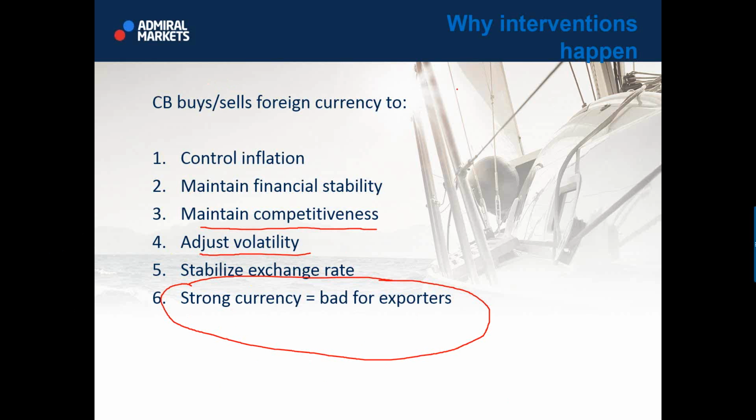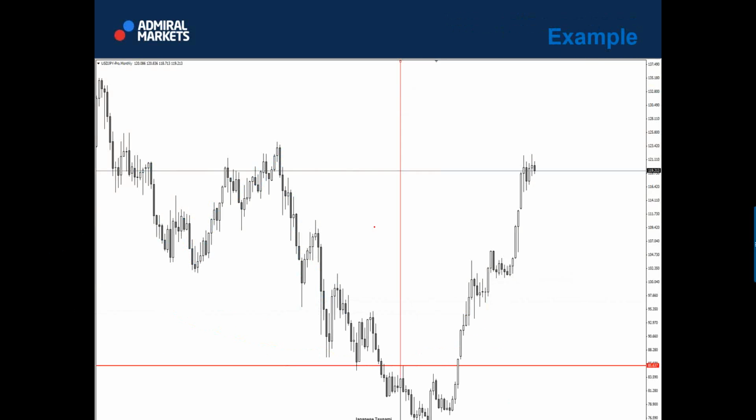Now, this is why interventions happen. I will use two examples of Forex intervention. The first is the well-known intervention in the Forex market after the Japanese tsunami, which happened in 2011.